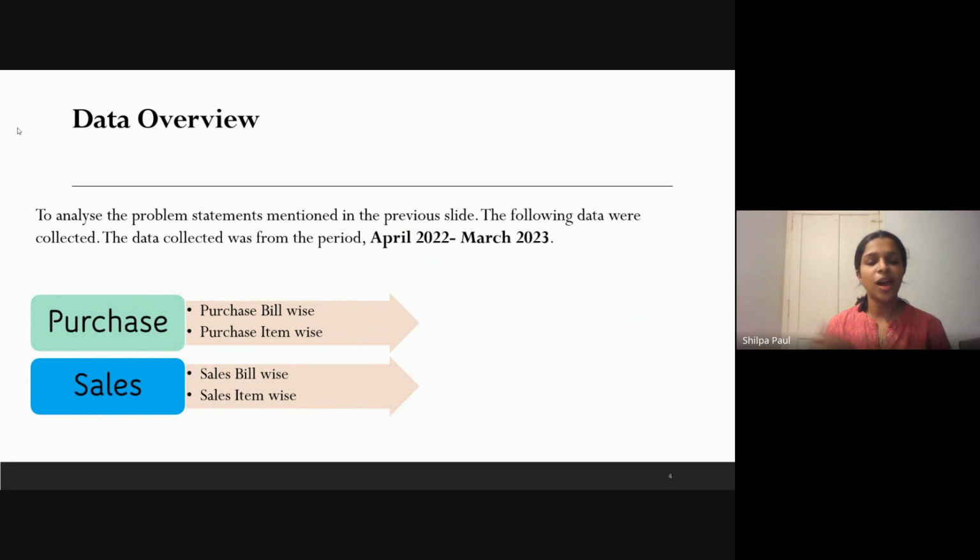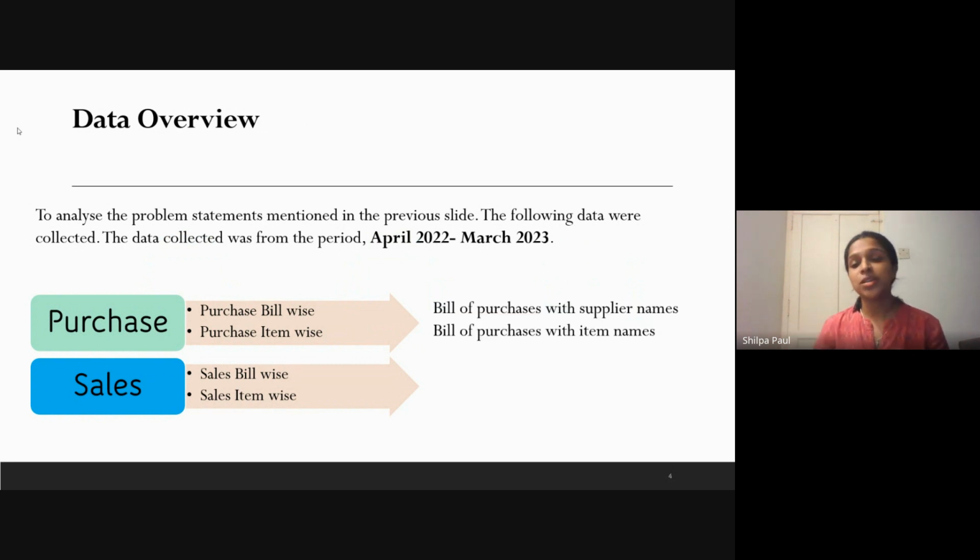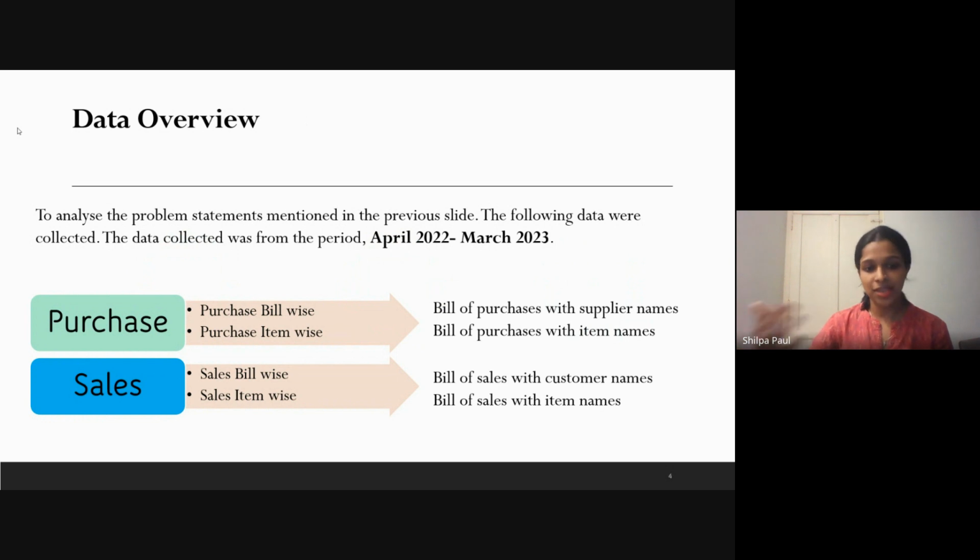normal bills. But how these two differed were the purchase bill wise bill had the names of the supplier, and the purchase item wise bill had the items or the inventory that were purchased from the supplier. Similarly, sales, as the name suggests, or you could have guessed, that the sales bill wise had the names of the customer, and the sales item wise bill had the inventories that were sold to the customers.